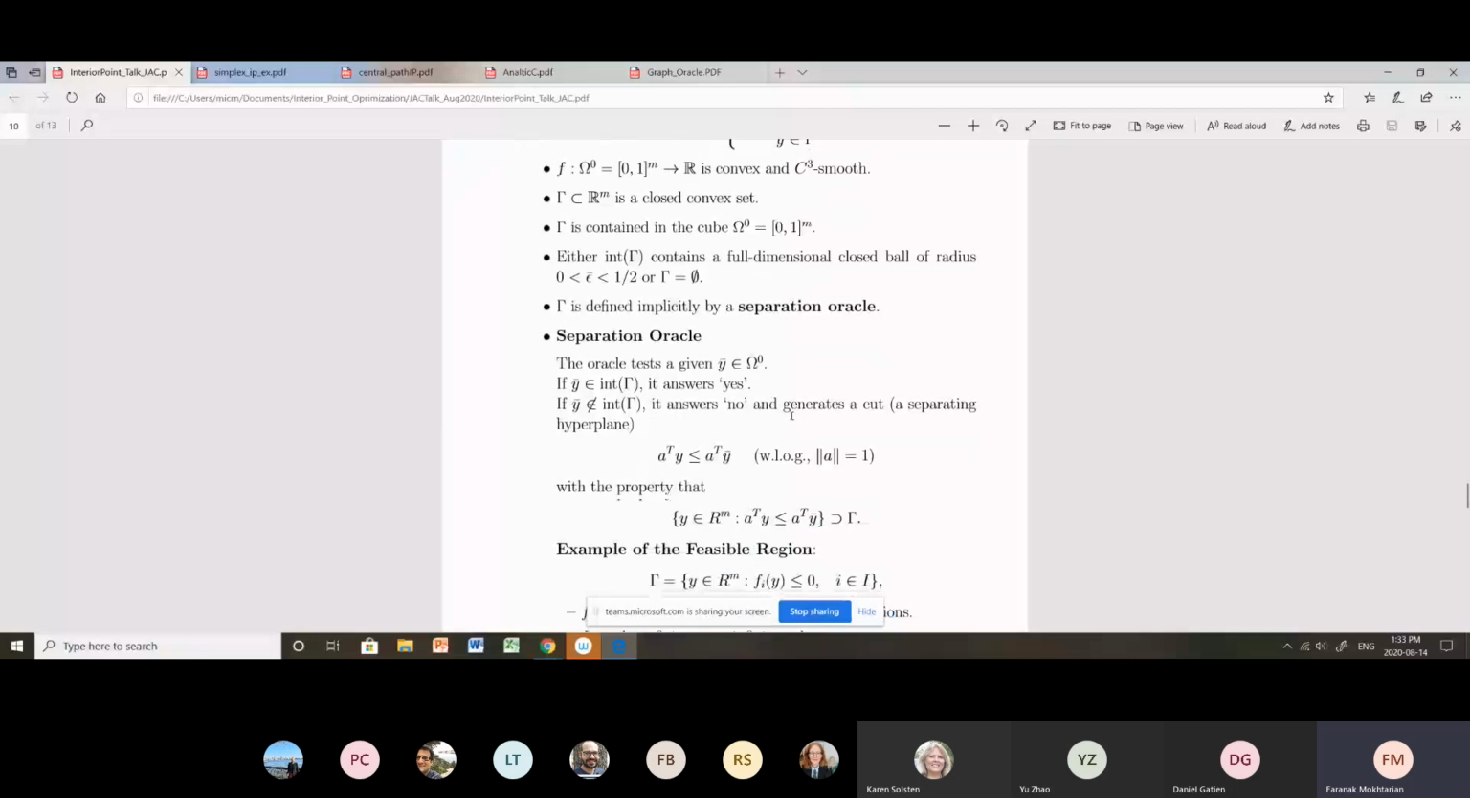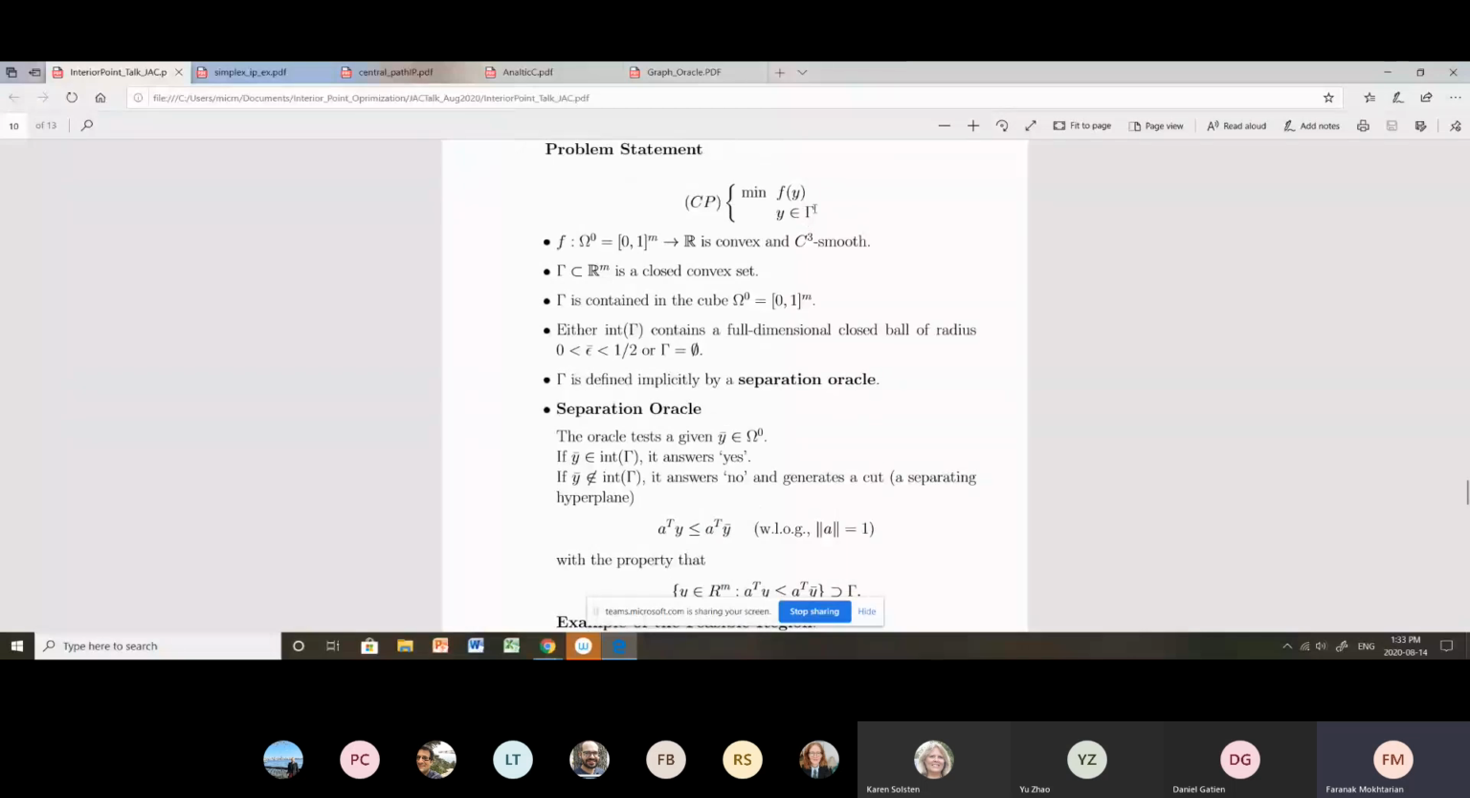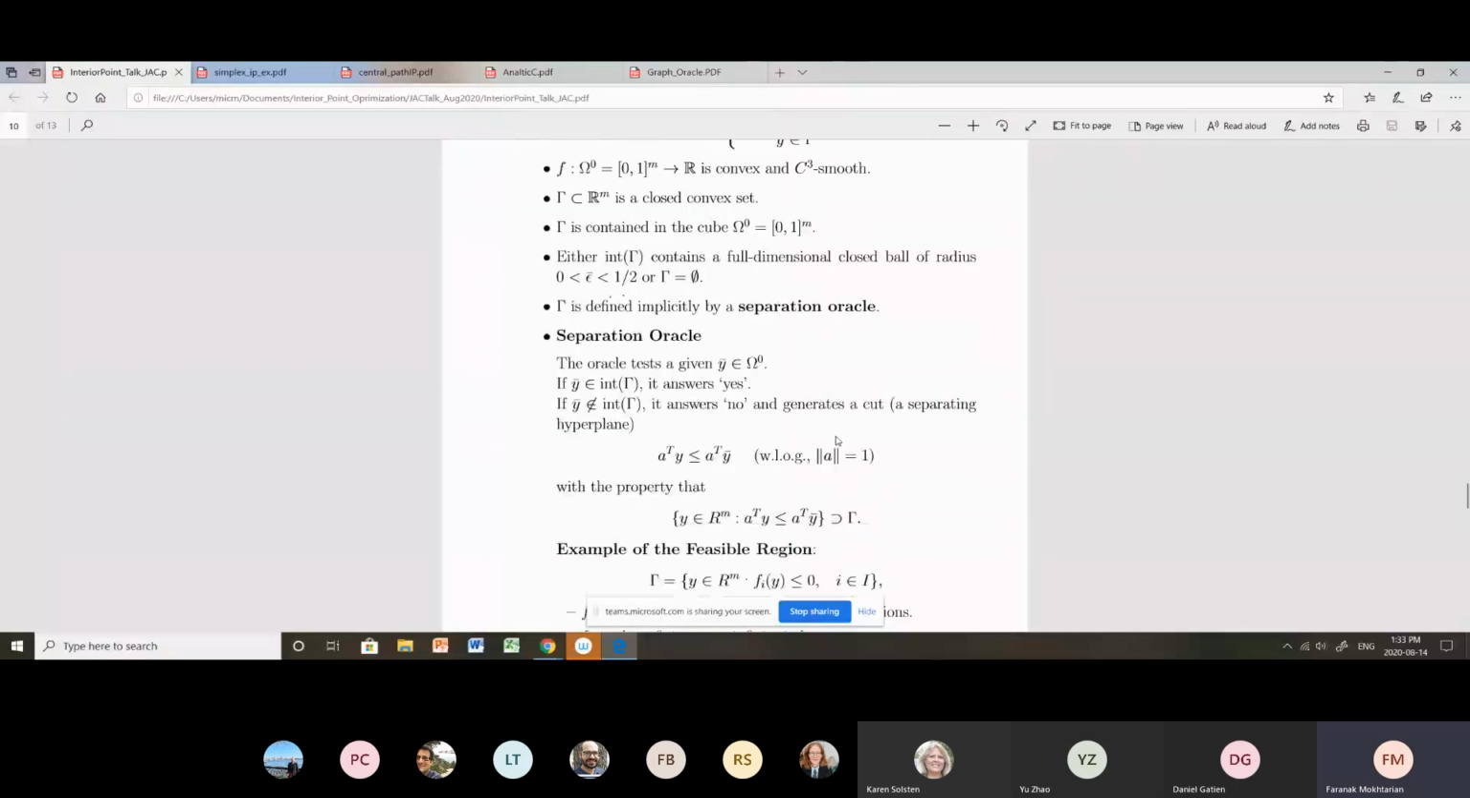And so that's what it means, the feasible region being implicitly defined by an oracle. In other words, gamma is always outer approximated.